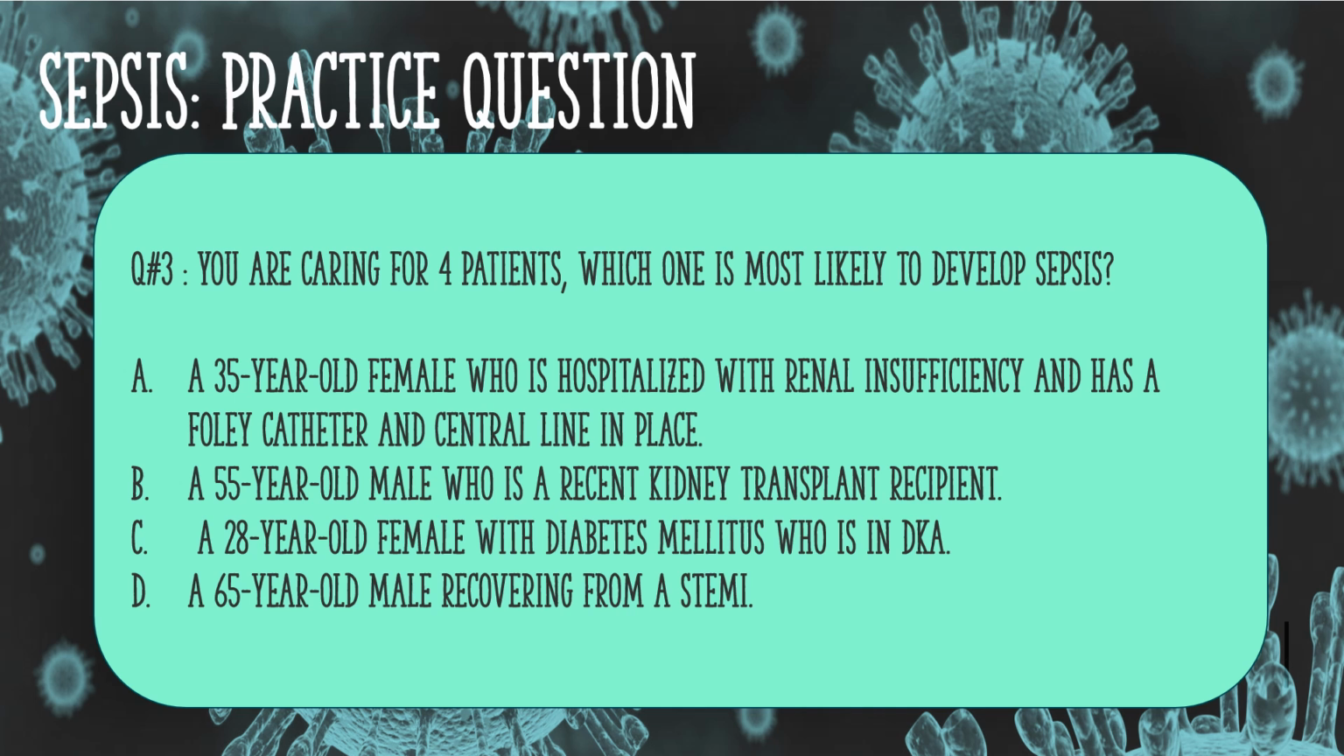A 35-year-old with renal insufficiency has a Foley catheter and a central line in place? Ooh. A 55-year-old male with recent kidney transplant? Ooh, they are immunocompromised. 28-year-old female with diabetes who is in DKA? They're already acidotic, so maybe. 65-year-old male recovering from a STEMI? Probably not. Which one is most likely to develop sepsis? What do you think?